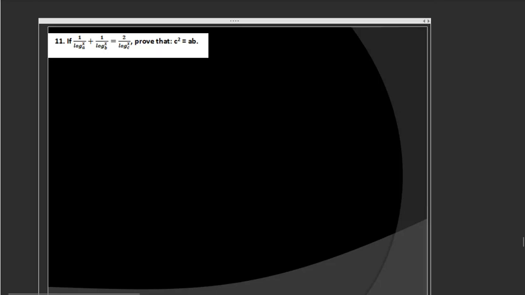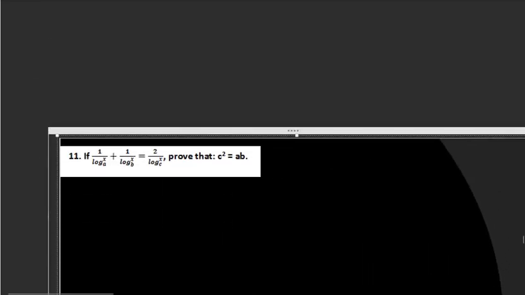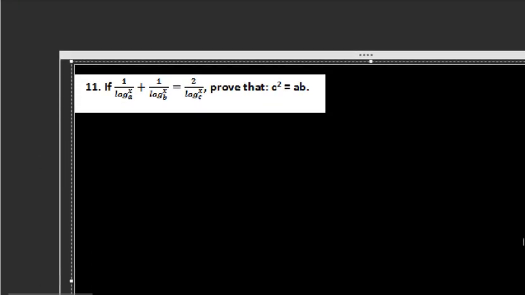right? Let's see what is this. I have to zoom in maybe. One more zoom. Cool. If 1 upon log of x to the base a plus 1 upon log of x to the base b is equal to 2 upon log of x to the base c, prove that c square is equal to ab. Now this is very clear.